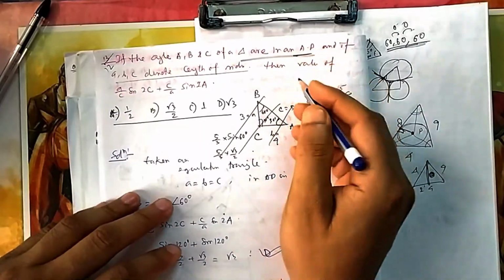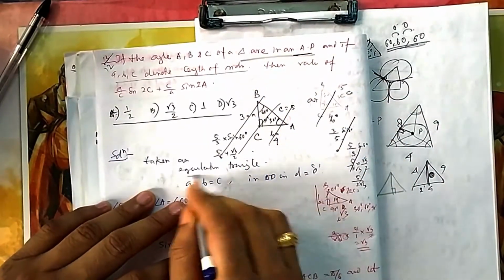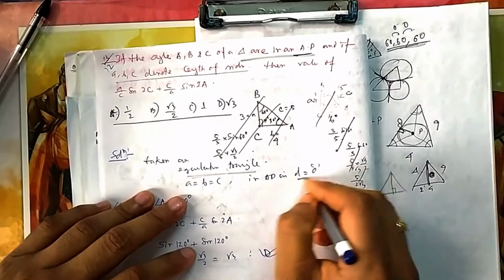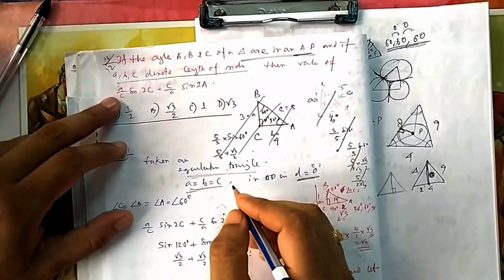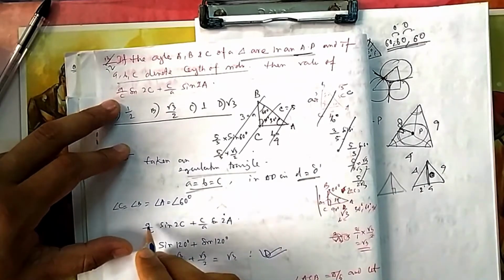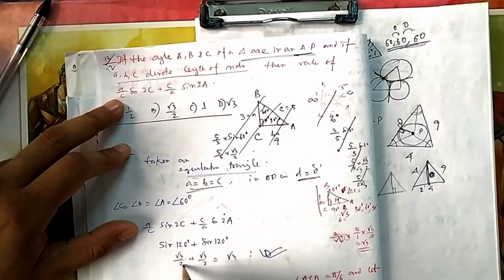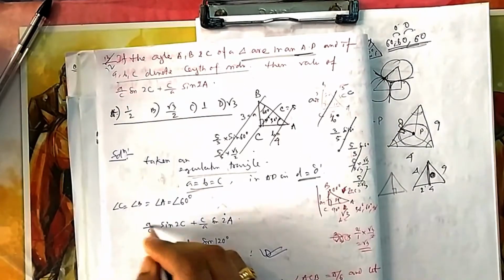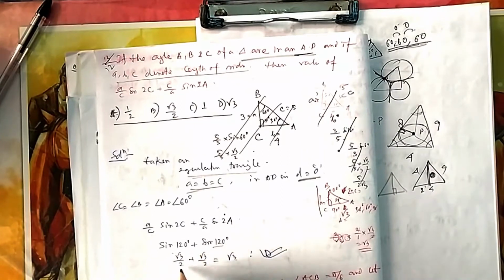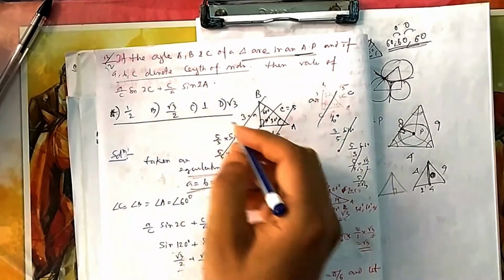But here it is easy because it is in AP, so I have chosen an equilateral triangle, which is in AP where the common difference is 0. So all sides are equal, so you can try with this one. If I try with this one, then it is A, and then A sine 120. A by A, this will be 1, this will be 1, so sine 120 is root 3, and that is the only one option.